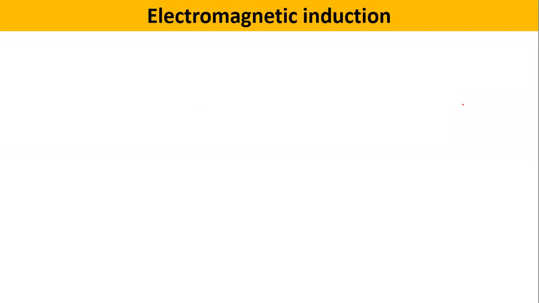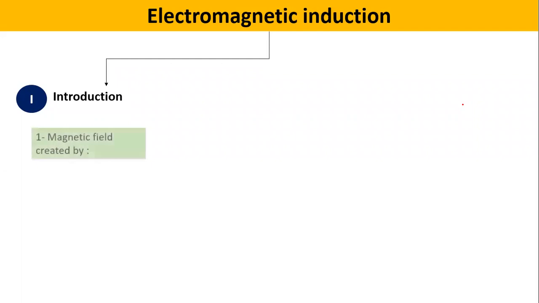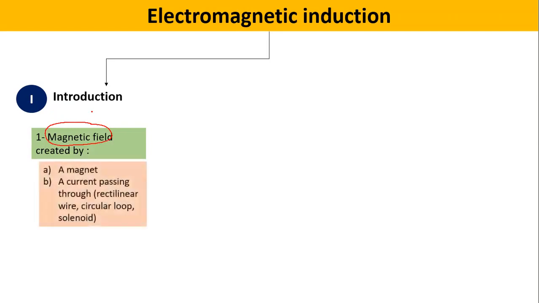Electromagnetic induction. In this lesson, the map will be divided into 3 parts. So the first part will be about an introduction where we'll talk about a revision of what we took last year, which is the magnetic field. So we'll talk first about the magnetic field, what is its definition, okay?